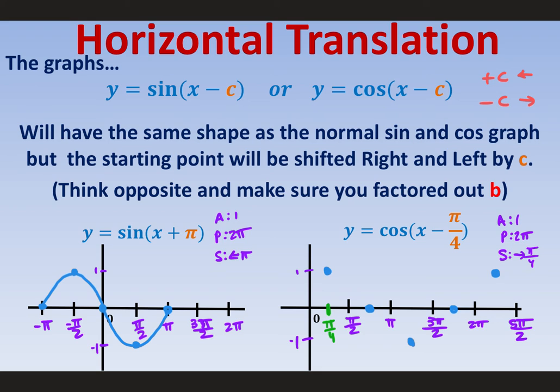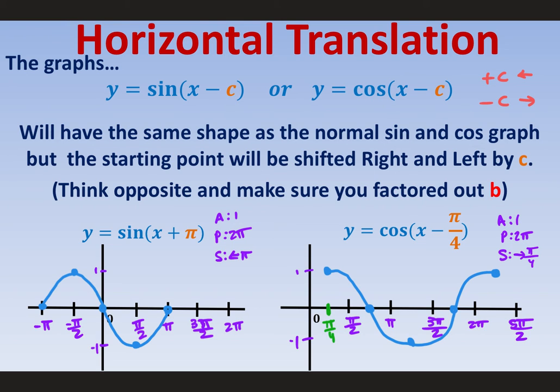So pi over 4 was an in-between spot. I'm not bothering to label all those other in-between spots. That's a little excessive, a little unnecessary. But as long as I know that the in-between spot I started at is pi over 4, then all my other in-between spots are equally spaced as well. Go ahead and connect up with a smooth curve, and there we have it. We are good to go.